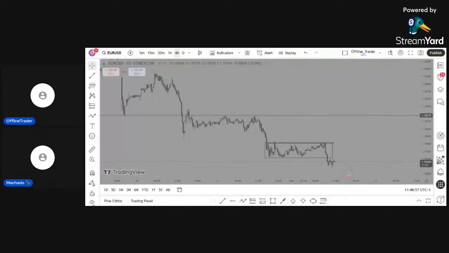Let's try to identify the trend from the higher time frame.